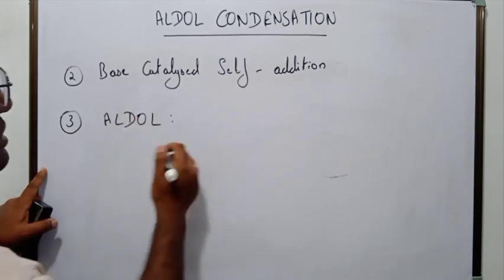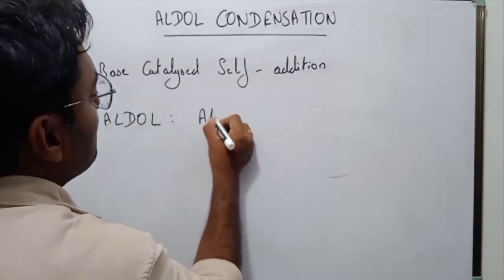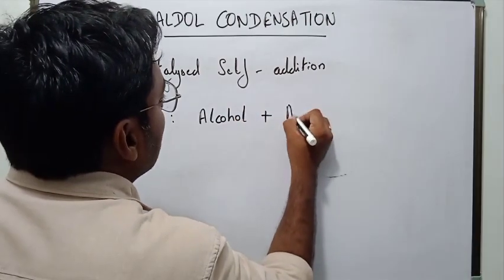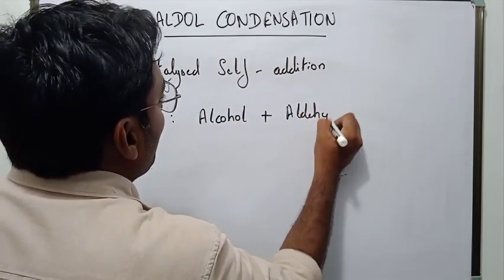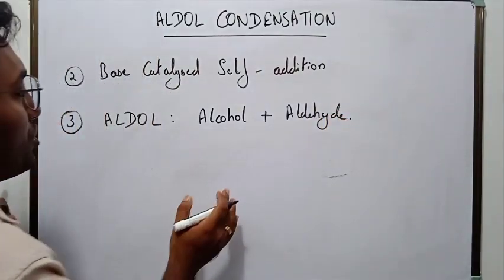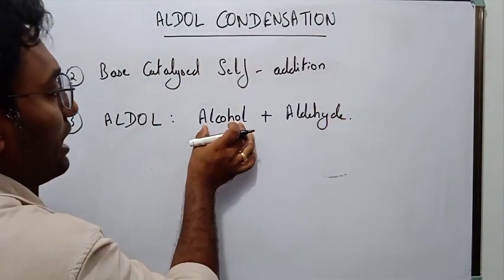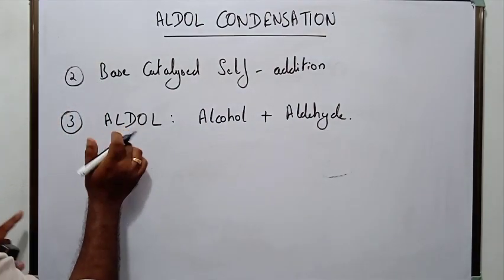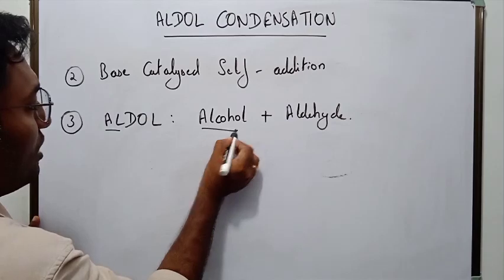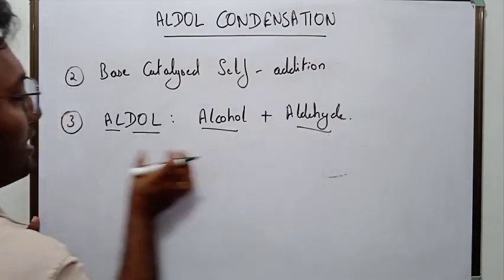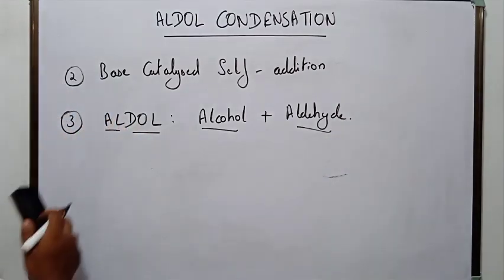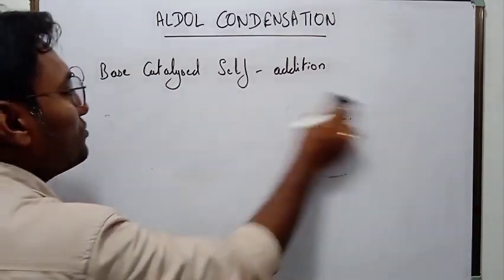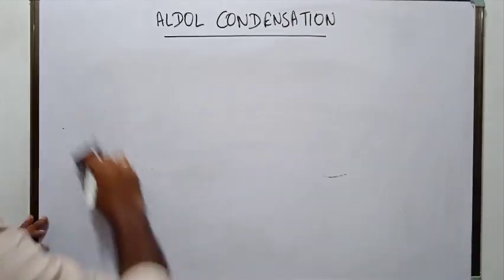Aldol has 2 functional groups. The first is alcohol and the other functional group is aldehyde. Fine. So we get a molecule that has 2 functional groups, alcohol as well as aldehyde. Hence that molecule is called aldol. See, al from alcohol and dol from aldehyde. Aldol. Okay. To understand the first, second and the third point better, we'll have to write the reaction.